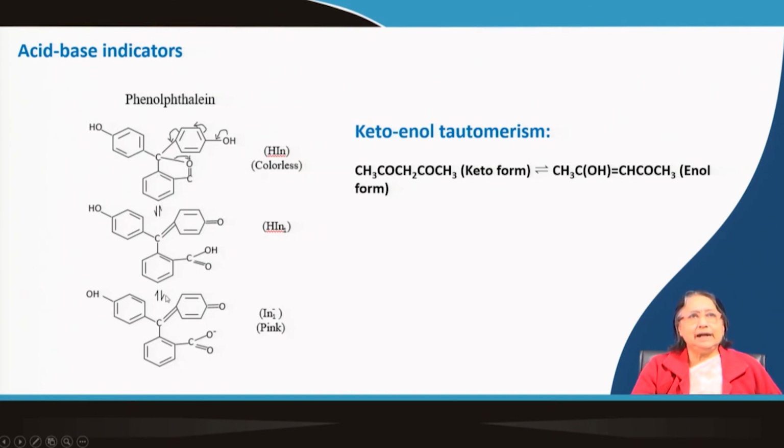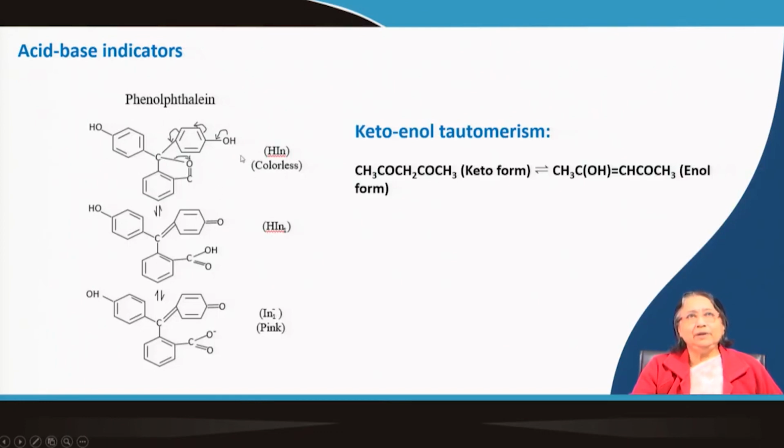Now, about the color. Chromophoric group means there are alternate double bonds and single bonds. If that is there, we know the color is developed. Here this type of bond is not there, that is why this is the colorless form. So, phenolphthalein, when it is present in this form, we see no color, that means it is colorless.